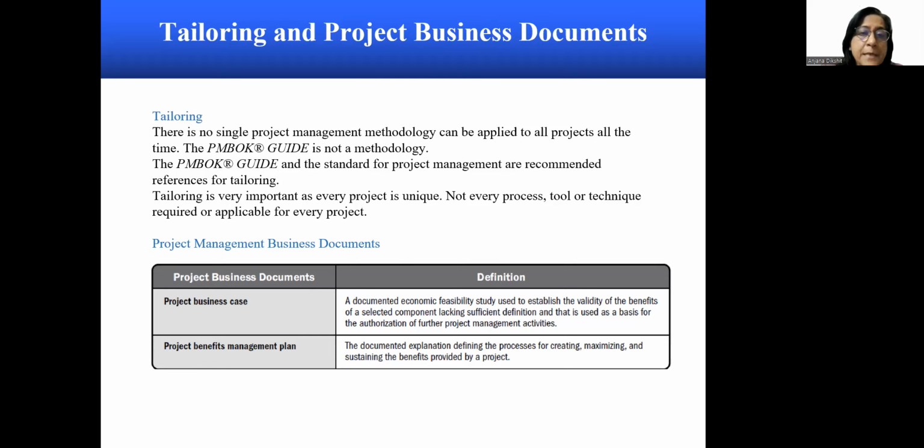Now let's look at project business documents. There are basically two of them. The first is the project business case, which is a documented economic feasibility study used to establish the validity of the benefits of a selected component lacking sufficient definition, and that is used as a basis for the authorization of further project management activities. The second is the project benefits management plan. This is the documented explanation defining the processes for creating, maximizing, and sustaining the benefits provided by a project.